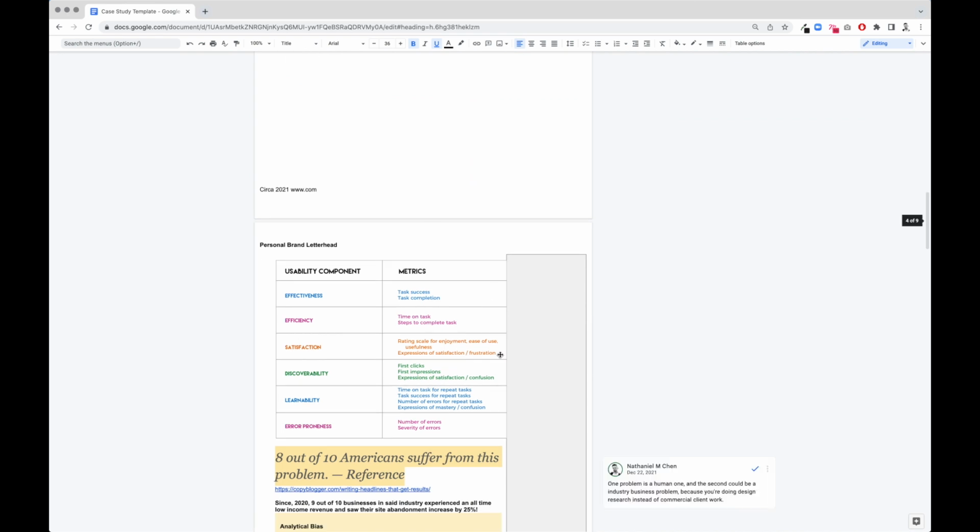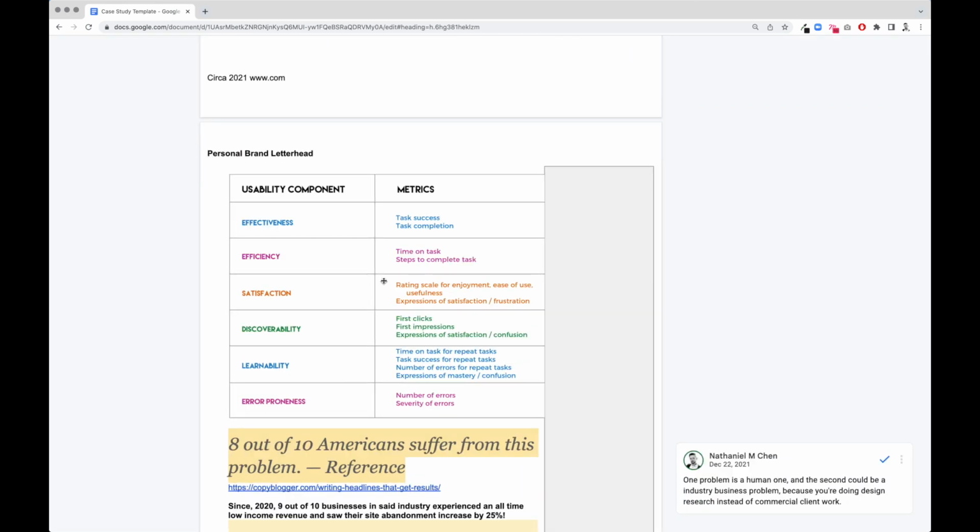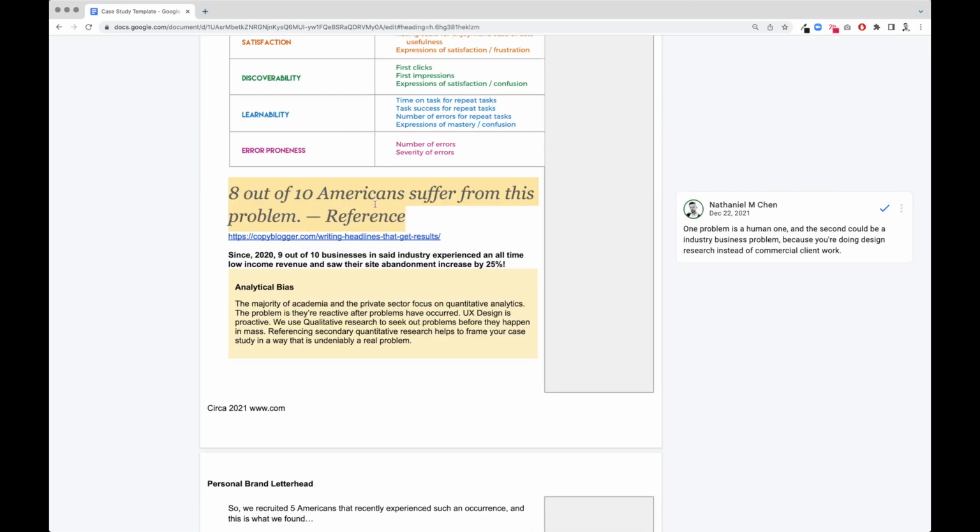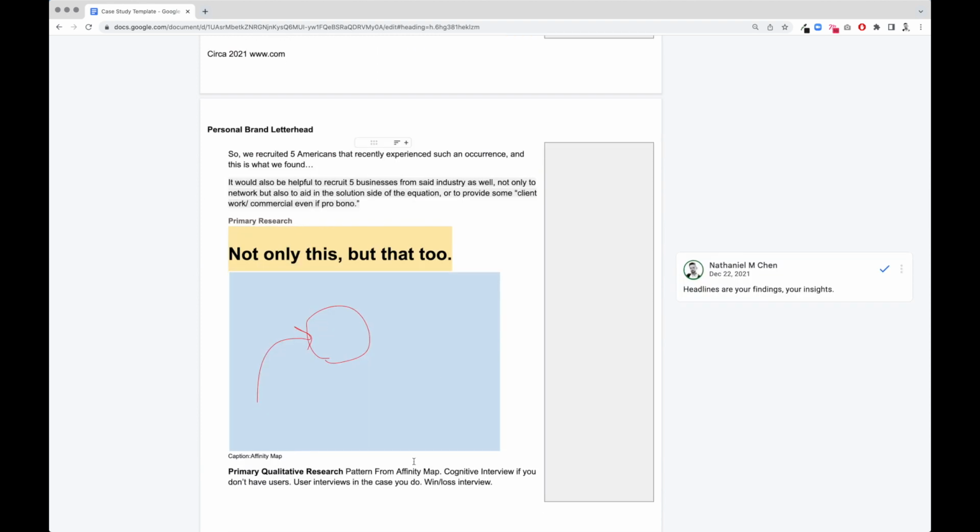We have the usability metrics for our usability study, and we have the quantitative analysis. We want to start right away with addressing quantitative analytical bias of the majority of our industry. They love numbers. They think numbers don't lie. So we just want to get out there and state it and give a reference to, hey, where did we get this from? So here I say 8 out of 10 Americans suffer from this problem. Insert reference here.